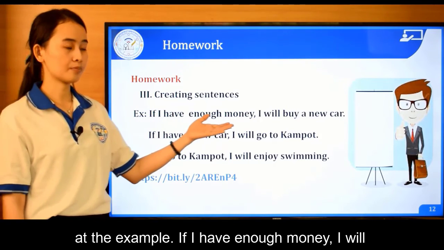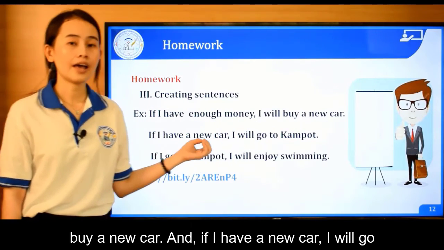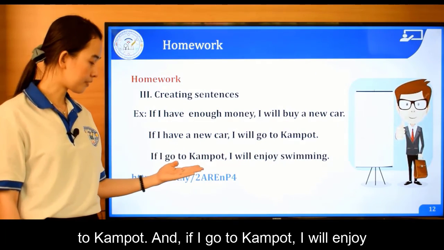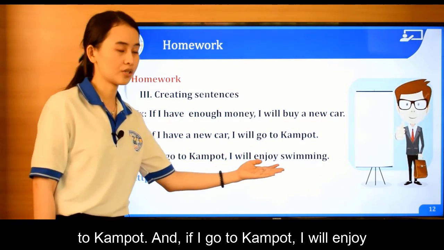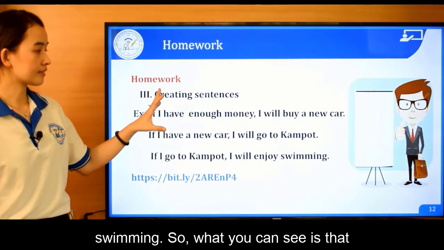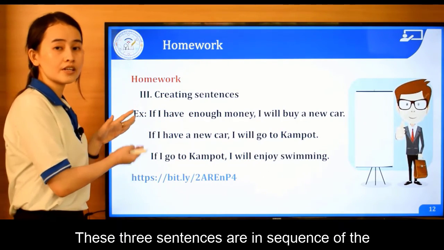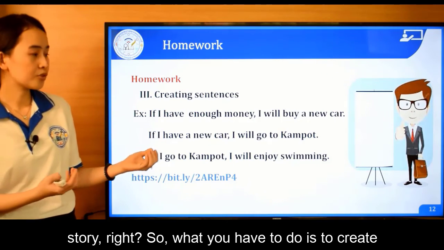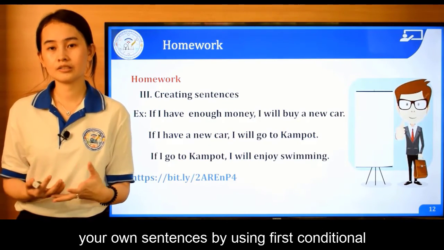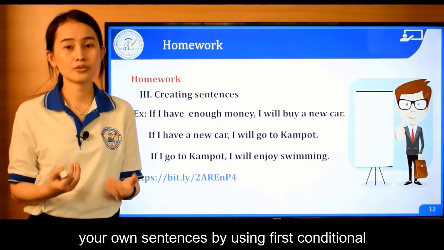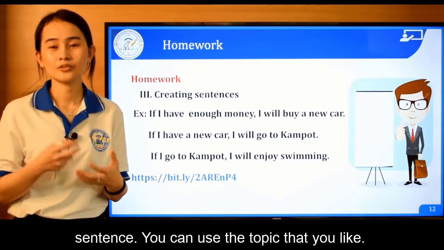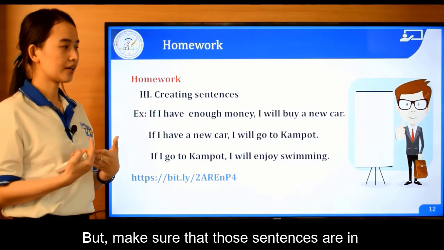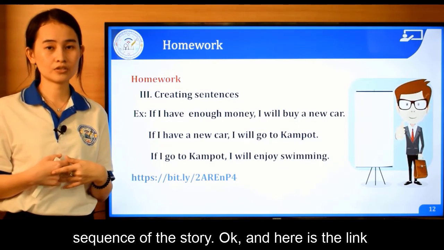If I have enough money, I will buy a new car. And if I have a new car, I will go to Cohort. And if I go to Cohort, I will enjoy swimming. So what you can see is that these 3 sentences are in sequence of the story, right? So what you have to do is to create your own sentences by using the first conditional sentence. You can use the topics that you like, but make sure that those sentences are in sequence of the story.